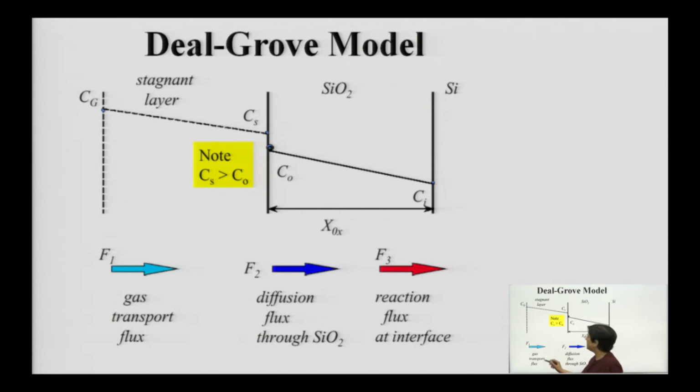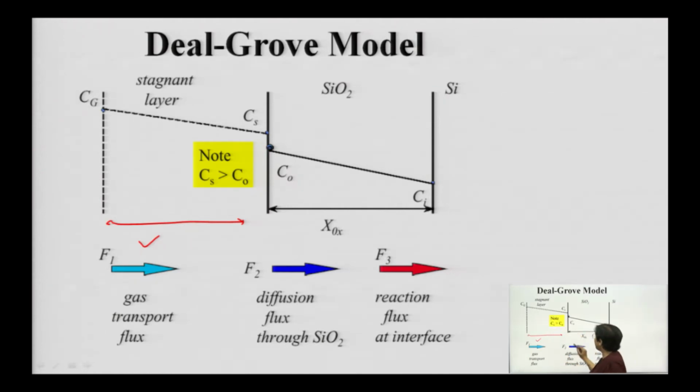The first interface is between the oxidizing species of the gas which is available over here and the concentration of the oxidizing species at the surface. This transport mechanism, this flux, I define as F1. Now, what is this F1? Cg is the concentration of oxidizing species in the gas and Cs is the concentration of oxidizing species on the surface, and this is what I define as the flux F1.